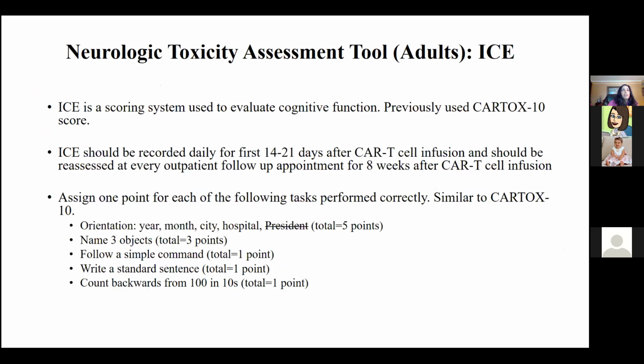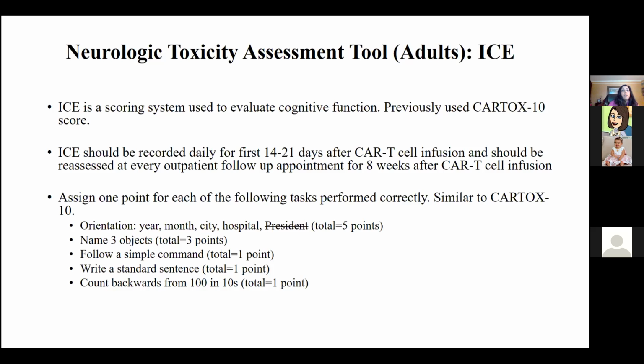So the ICE score is a scoring system used to evaluate cognitive function. It was previously called the Cartox-10 score, which was developed at MD Anderson. It should be recorded daily for the first 14 to 21 days after CAR T-cell infusion. We usually reassess it at every outpatient follow-up appointment up till about 8 weeks after CAR T-cell infusion.